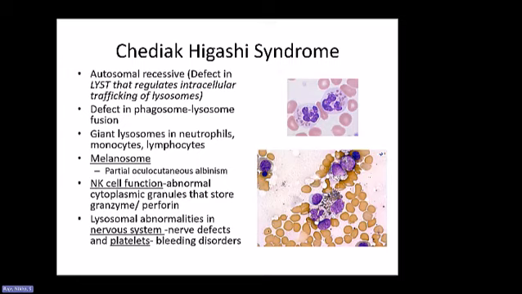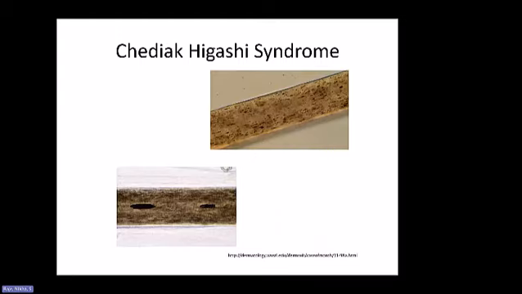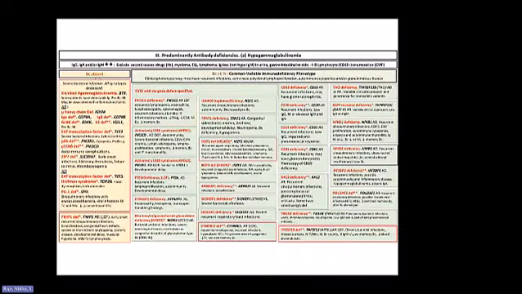There are giant lysosomes in neutrophils, monocytes, and lymphocytes, and there is partial oculocutaneous albinism, and that's because of pigmentation issues. NK cell function can be abnormal as well, and there can be nerve defects because of lysosomal abnormalities in the nervous system, and then bleeding disorders because of defects in platelets. Here's the pigmentation in Chediak-Higashi, where there are clumps of the melanin that are formed that lead to that albinism. All right, moving along from the immune dysregulation category to antibody deficiencies.